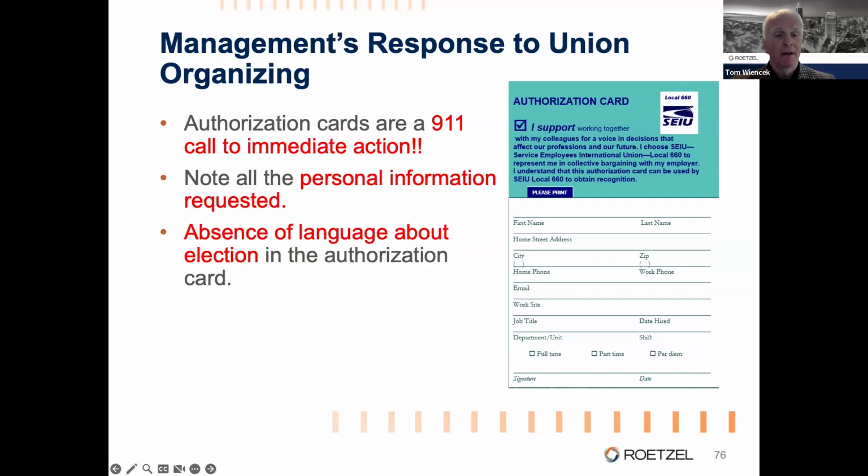But take a look at all the personal information on this thing that's requested. And one of the things that's conspicuously absent on these cards is any language about authorization for an election. All right, I choose the SEIU to represent me in collective bargaining with my employer, so they can use this as voluntary recognition. There's nothing there about an election. The sales pitch may be, hey, sign this card and we'll just get an election. It's not a big deal. But that card allows them to demand voluntary recognition.